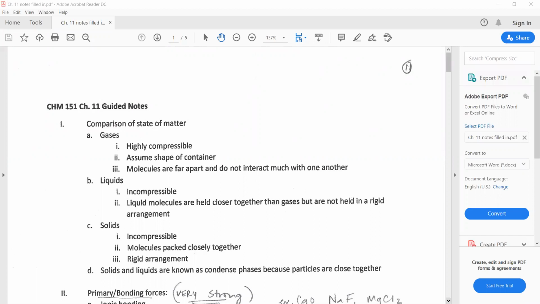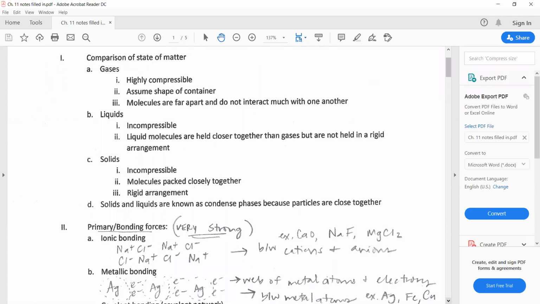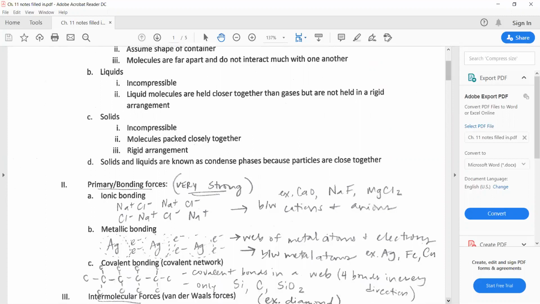So first, just a quick review of the different states of matter: gases, liquids, solids. The biggest thing I'll re-mention here is that gas molecules are very far apart from each other. Therefore, they don't interact very much, and they're not very attracted to each other or repelled because they have so much space. Whereas liquids and solids are very different because their molecules are very close together, and therefore they interact very, very much, and they may be attracted to each other to various degrees.